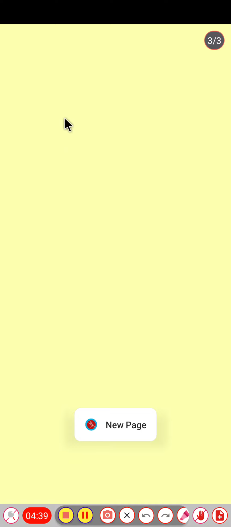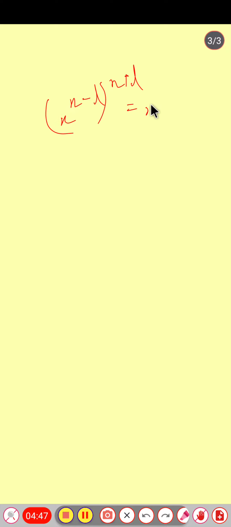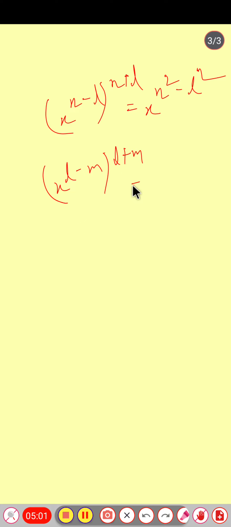So (x^(m-n))^(m+n) we can write as x^(m²-n²). Similarly, (x^(n-l))^(n+l) we can write as x^(n²-l²), and (x^(l-m))^(l+m) we can write as x^(l²-m²). Okay, so we have written the equation.